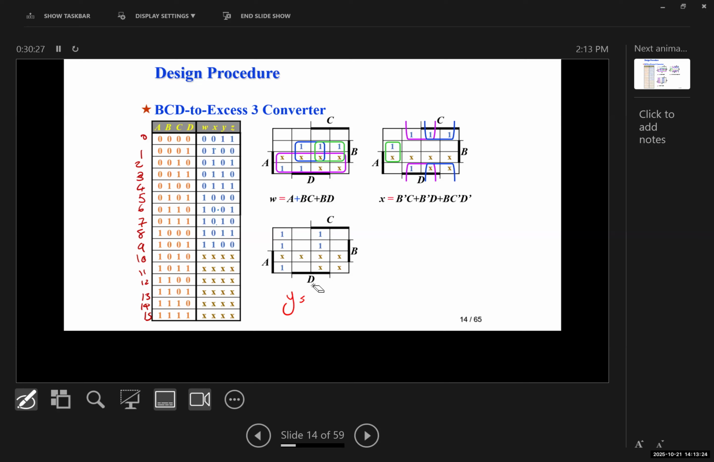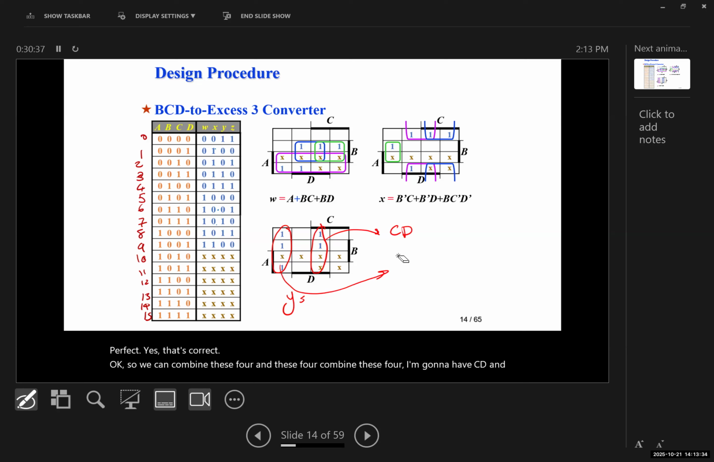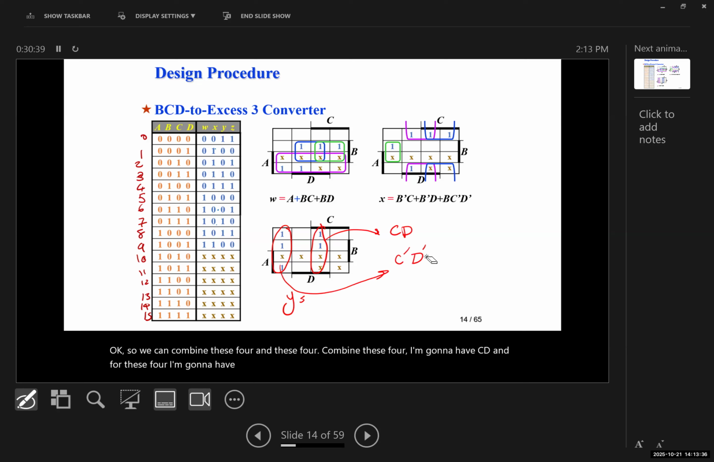Perfect. Yes, that's correct. Okay, so we can combine these four and these four. Combine these four, I'm going to have CD. And for these four, I'm going to have C prime D prime. So Y would be equal to CD plus C prime D prime.